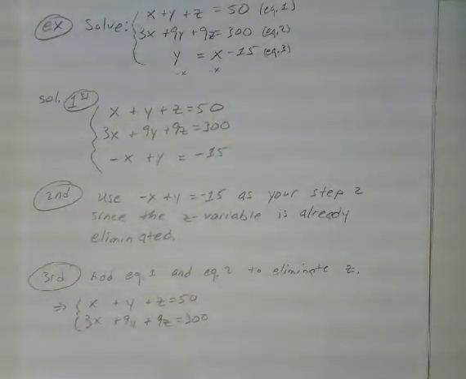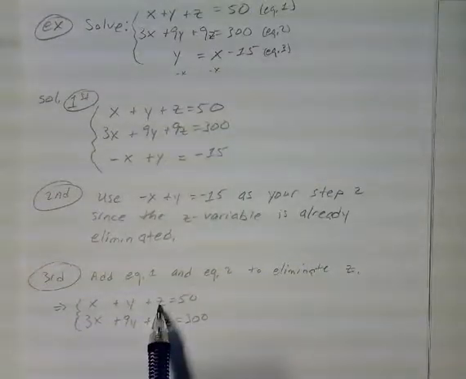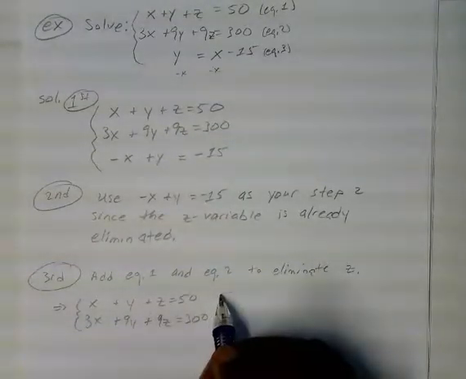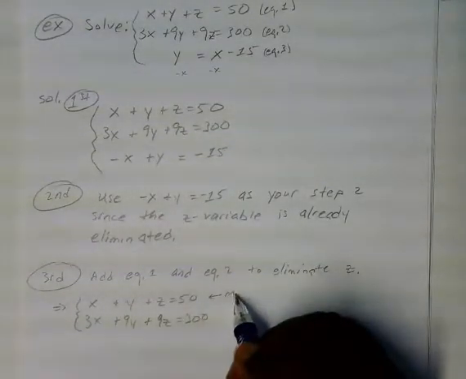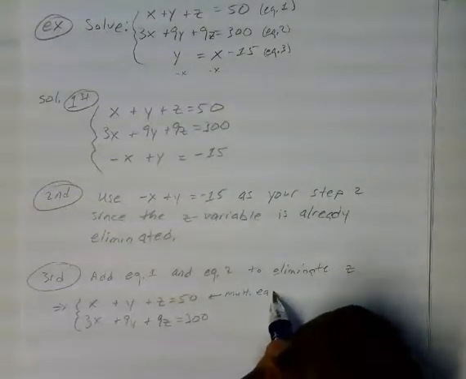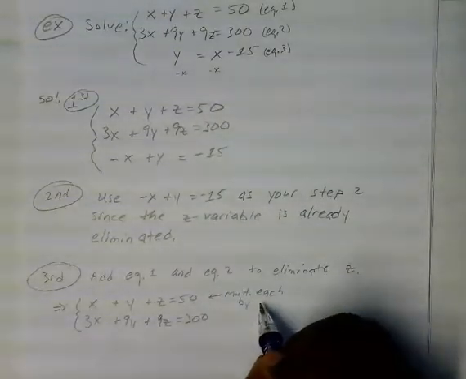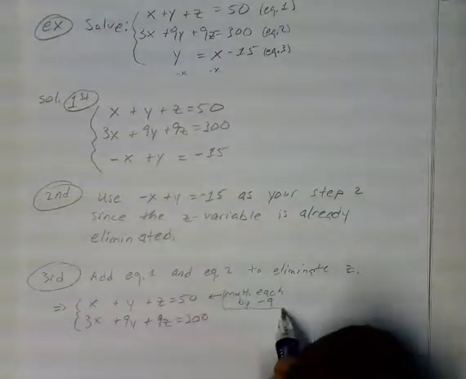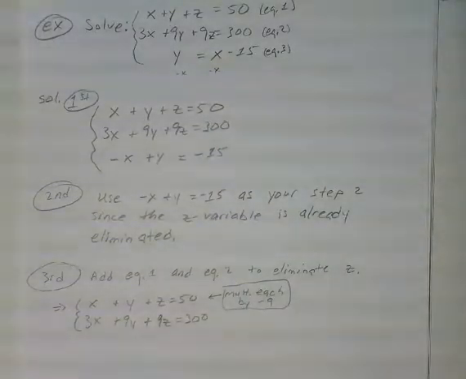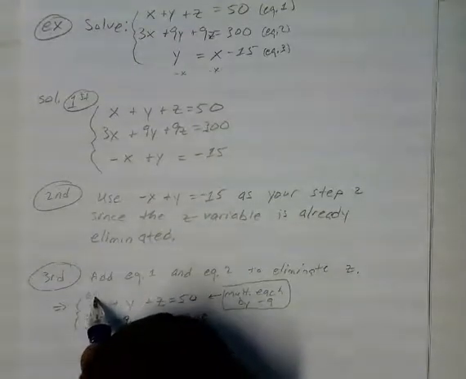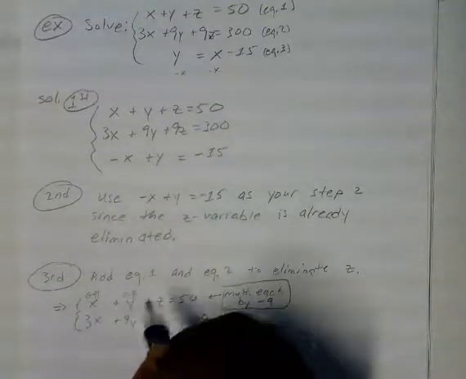Okay, so if we're going to eliminate the z, we have to make that negative 9z. So multiply each term by negative 9. Okay, so we're going to go ahead and multiply each by negative 9. We'll just put the negative 9 above each term.